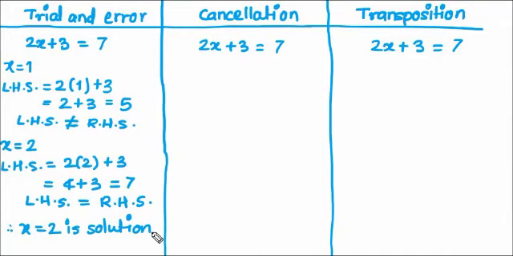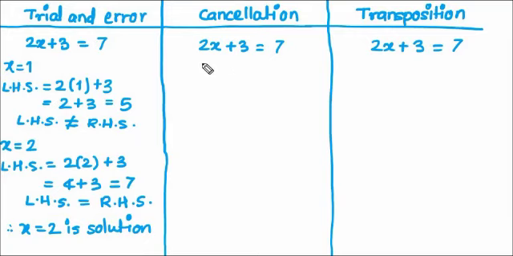So then we went on to cancellation. In the cancellation method, we use the concept of a seesaw. On a seesaw, if I have to keep it balanced, I have to keep the same weight on both sides. If I'm reducing a weight from one side, I have to reduce the equivalent weight from the other side. If I'm adding weight on one side, I have to add equivalent weight on the other side. So I have to perform the same action on both sides to ensure my seesaw stays balanced.